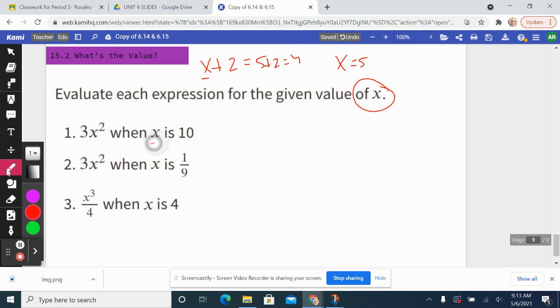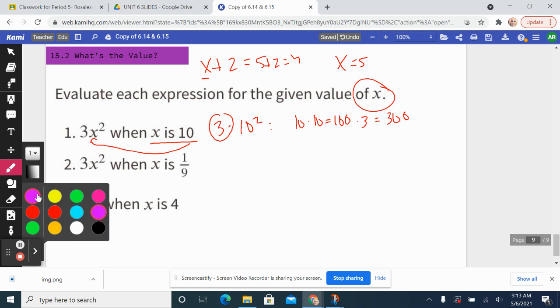So they're giving us a rule. X is 10. So what you do is you just rewrite this. I would do 3 times 10 squared, because I put 10 in for X right there. That's all I did. And then you solve it like we've been doing in the other ones, right? So 10 squared is the same as 10 times 10, right? And you know that's 100. And then you do 100 times that 3. So you would get 300. Okay, so that's number 1.